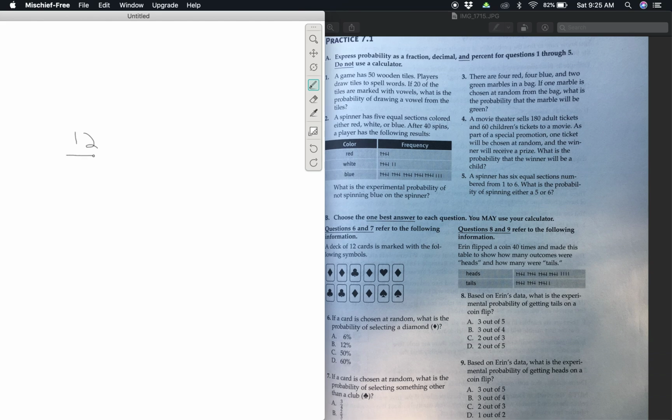This is experimental probability, because they actually did this experiment, and these are the results that they got. So this is the probability that they will not land on blue, 12 over 40. We could simplify this. 2 goes into 12 6 times. 2 goes into 40 20 times. And we can break this down even further. 2 goes into 6 3 times. 2 goes into 20 10 times. So the fraction is 3/10.